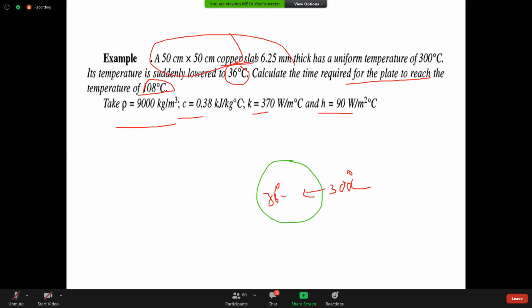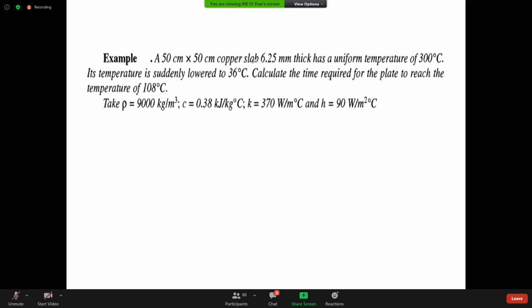It is a copper slab, which means it is a plate. Step one is you need to calculate the LC value. Step two is you have to calculate the Biot number value. Unless you do that, you cannot move forward. For any problem, you have to do this. If the Biot number criterion is satisfied, then you use any of these two methods. If there is no possibility of calculating the Biot number, then you go for the third case.